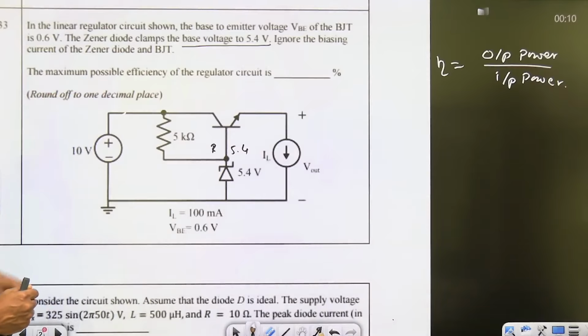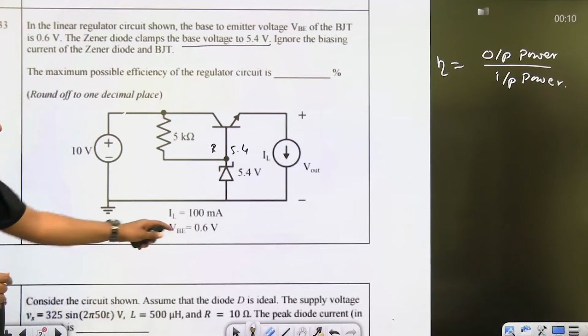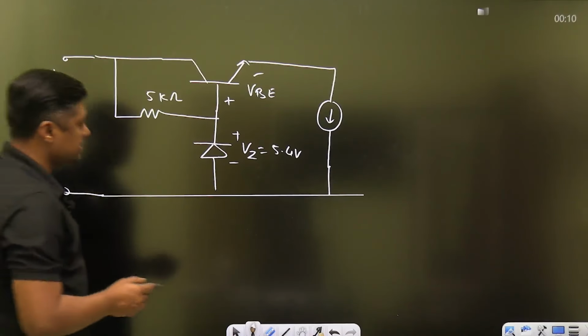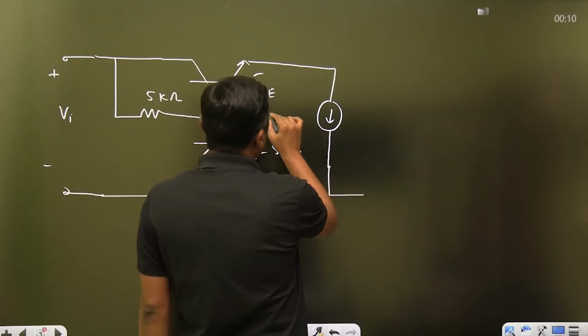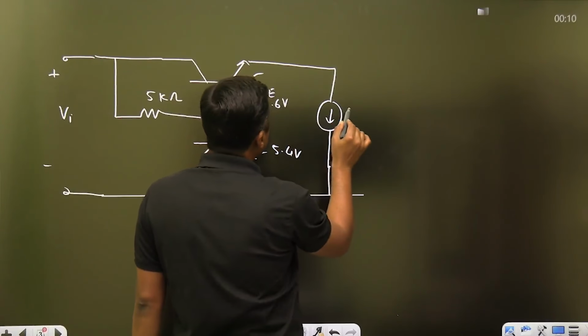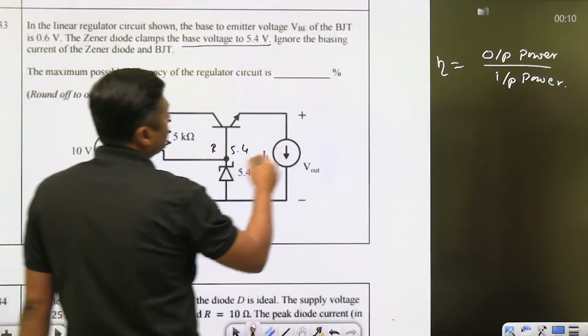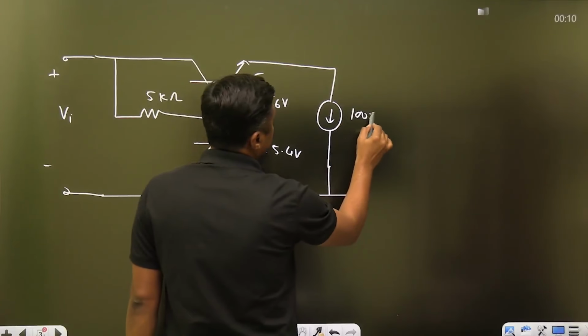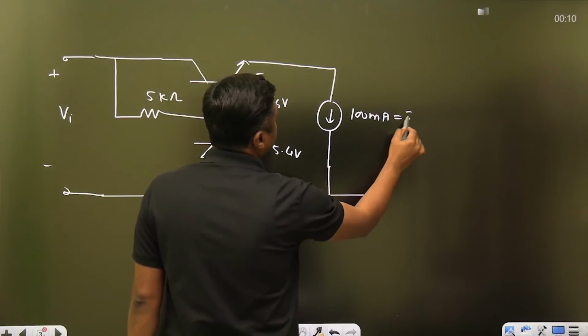Maximum possible efficiency of the regulator. And the IL is given as 100 milliampere and VBE is 0.6 volt. It is given. IL is given as 100 milliampere. This is the load current.